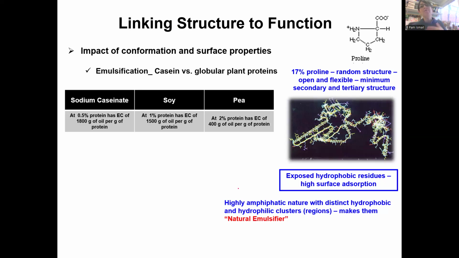Whereas for pea protein, you need more protein in solution to form an emulsion, 2%, and you get a very low emulsification capacity, again depending on the source of the protein. Here in this example, 400 grams per gram. So different protein sources, different characteristics, different abilities to form a strong layer, to reduce the surface tension, and to form stable emulsions.